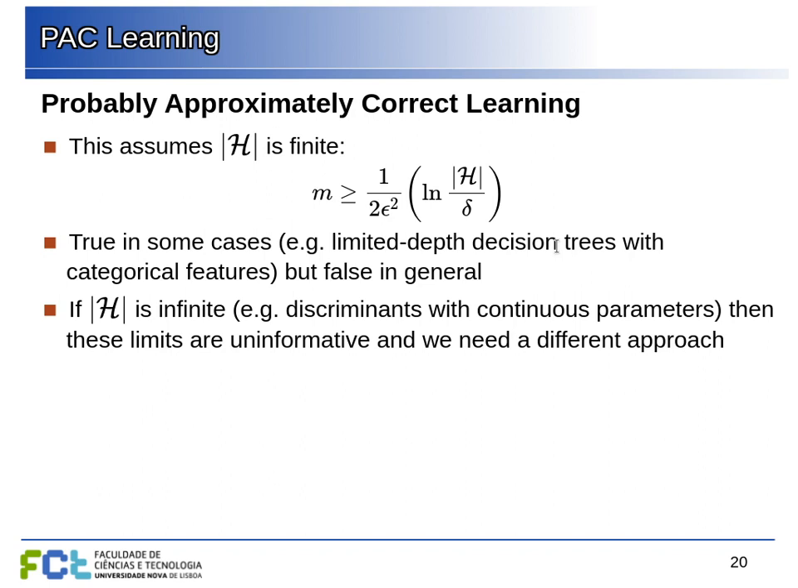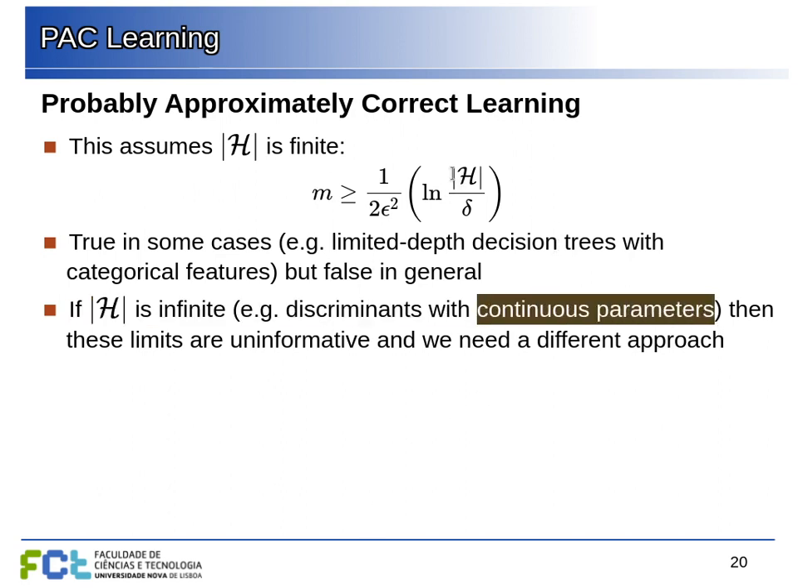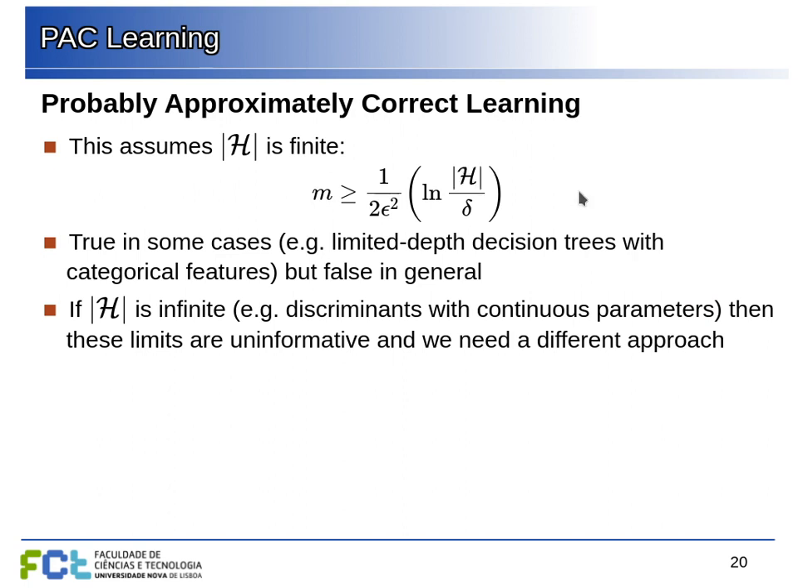But in general, this is going to be false because we're going to have continuous parameters. So every time we have continuous parameters, the size of the hypothesis class is infinite because we can change these parameters infinitesimally, and so these limits stop being informative. This is only a theoretical approach to give us some ideas of these factors that influence the performance of the classifier, but it cannot be applied in practice for most classifiers that we use.